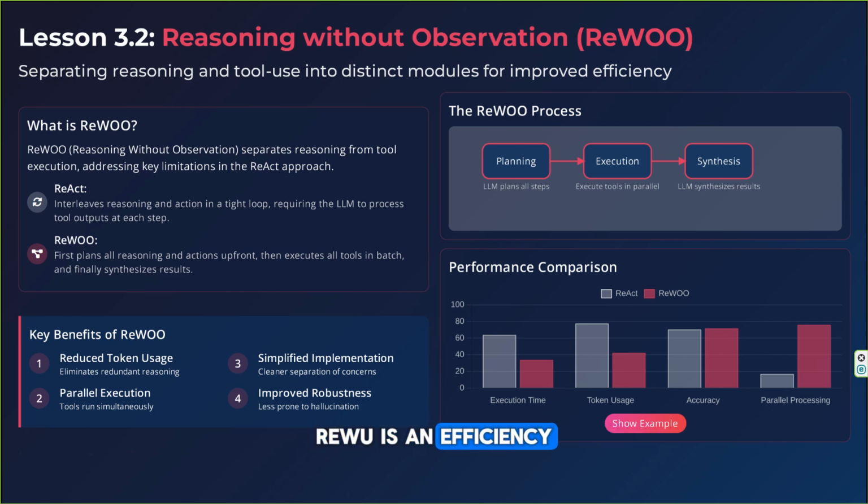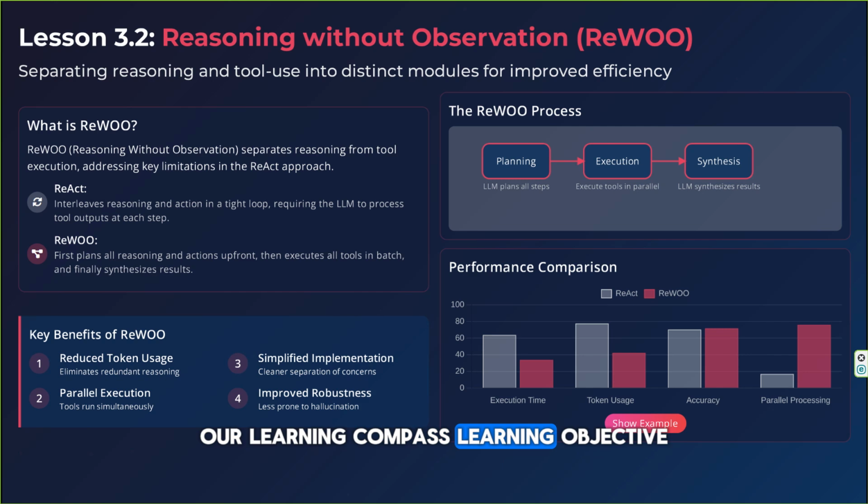ReWOO is an efficiency-focused redesign of this process. It's like having a project team: a planner, the architect, who creates a detailed blueprint; skilled workers, the electricians, plumbers, and carpenters, who execute specific tasks using their tools; and a final solver, who's the site foreman, who inspects all the finished work and confirms the house is complete. This system decouples the steps to make the entire process much more efficient.